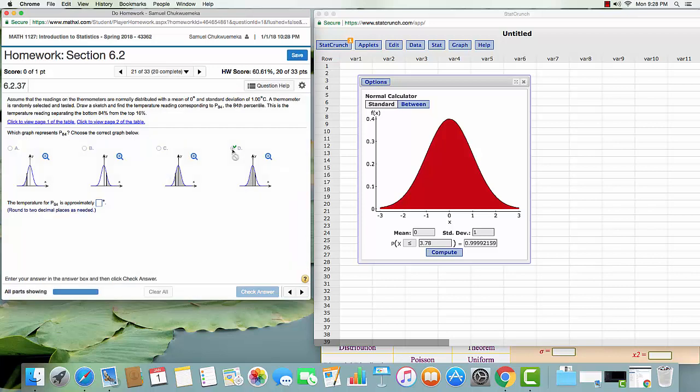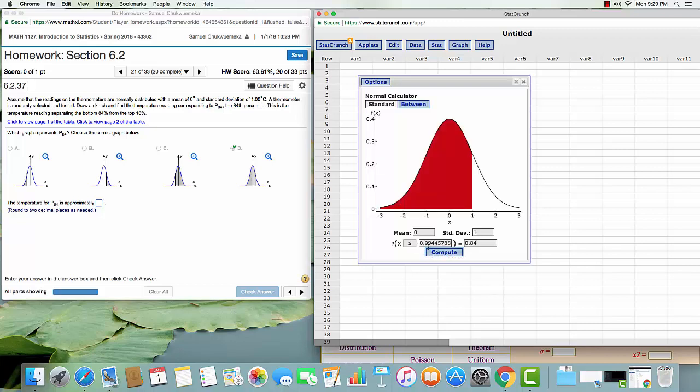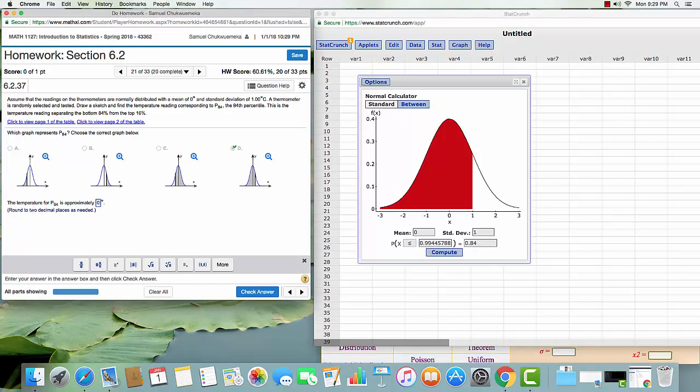Okay, and then what is the temperature actually that does that? They're asking us for the z-score, because they gave us the probability and they're now asking us for the z-score. So you come here, you put 0.84, 84% is 0.84, and it is the lower part, so that's fine. You leave it as less than, compute. So the z-score is 0.99, okay, 0.99.